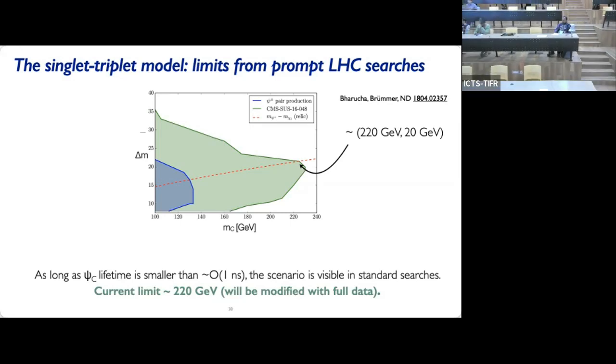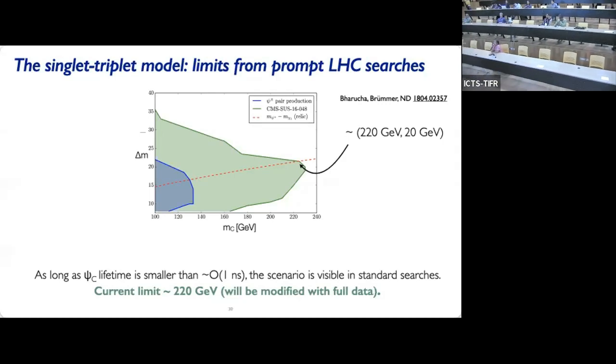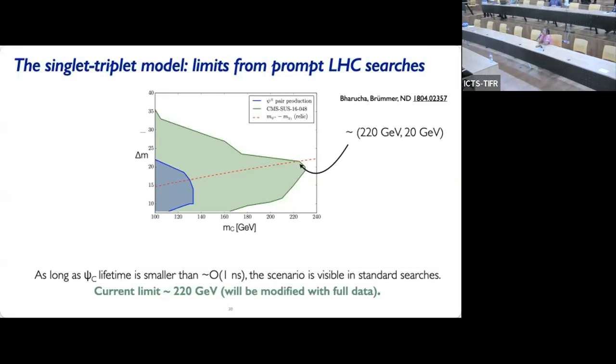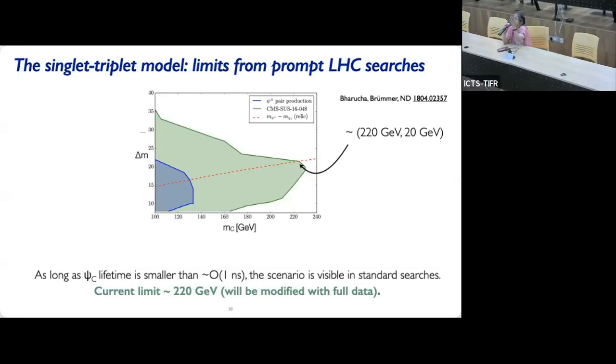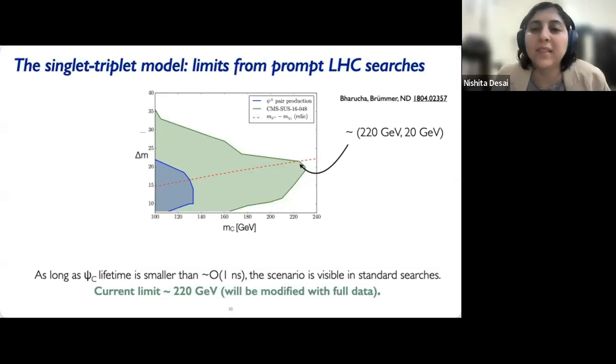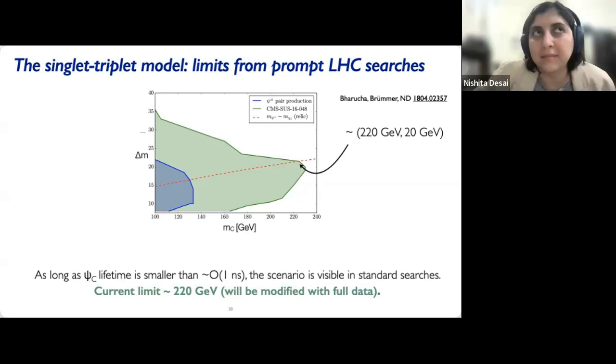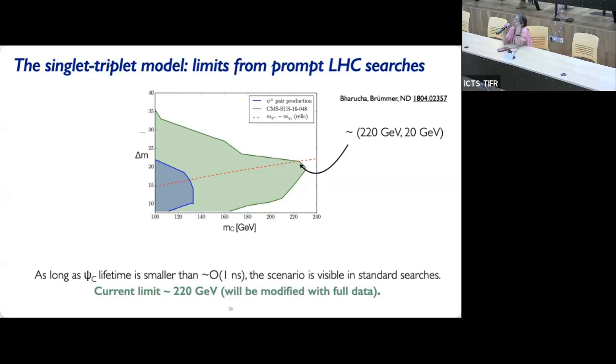So, Nishita, this is Rohini. Thank you very much for the very clear talk. I wanted to ask you, you have talked here about singlet-triplet. Now, the question I have is that if one takes displaced jets instead of displaced leptons, have you looked at that? Does that add some more region that you can probe?